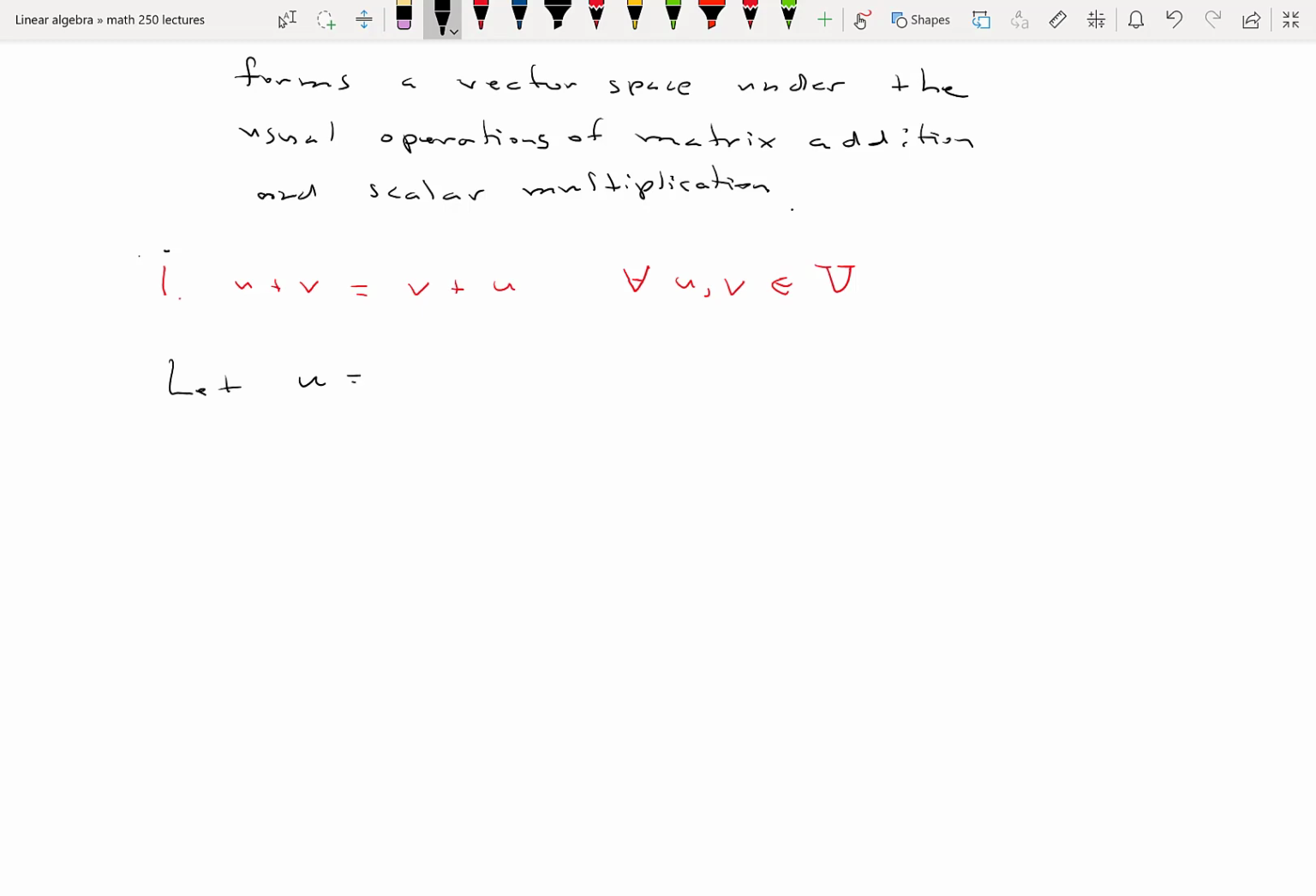Let u equal one vector, let's call it x1, y1. And let v be another one, x2, y2. Let's let both of those things be from the vector space. And let's show that when we add them up, the order doesn't make any difference, that when you add u plus v, you get v plus u.